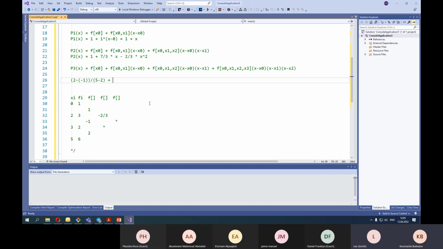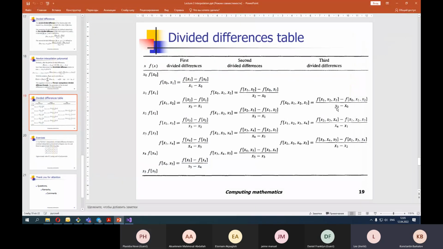1. Yes, it's very simple. It's 1. Right. And the last divided difference is the difference of previously divided differences over the difference of x's. This minus this. Let's come back here. Please look at this table.